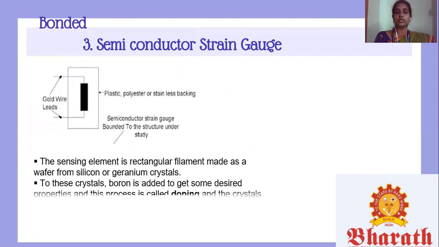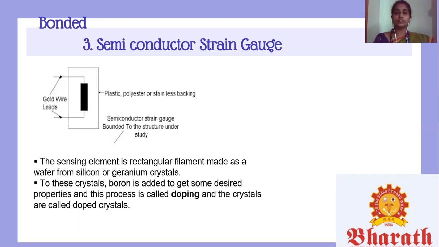And the next is semiconductor strain gauges. The arrangement of a semiconductor strain gauge is as follows; please check the given diagram. The sensing element is a rectangular filament made from a wafer formed from silicon or germanium crystals. To these crystals, boron is added, which gives desired properties. The process is called doping, and the crystals are called doped crystals.